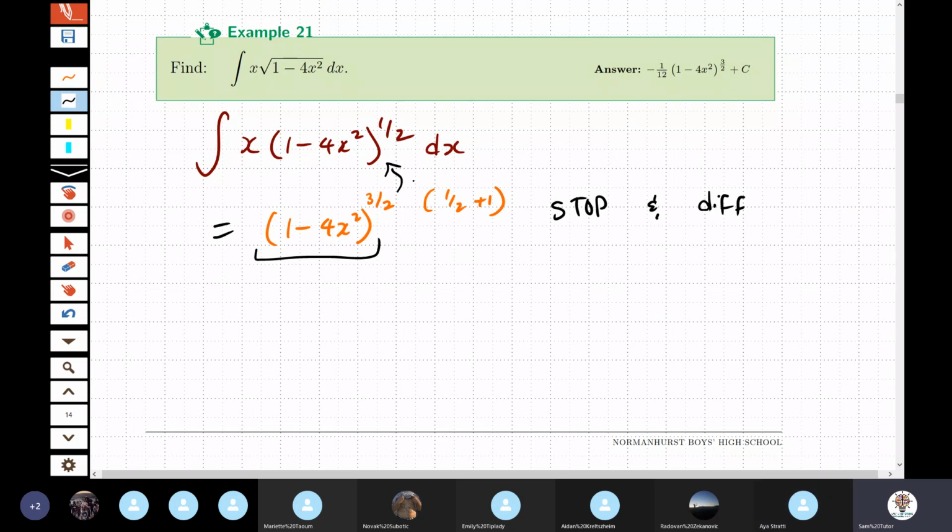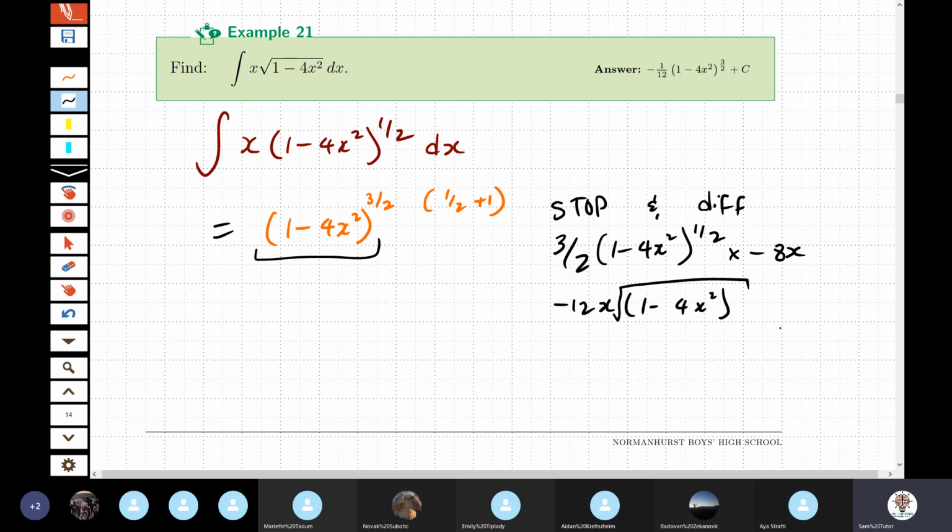Isn't that what should happen if it's right? So that's what I'm saying. Stop and differentiate. We're going to double check, see if it's right. If it's not right, we adjust. So let's differentiate the orange bit. So 3 over 2, (1 minus 4x squared) to the half, times negative 8x. What's negative 8 times 3 over 2? 24, 12. Negative 12x, (1 minus 4x squared) to the power of a half, which is just a third.